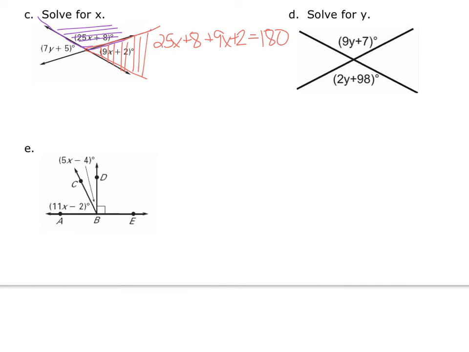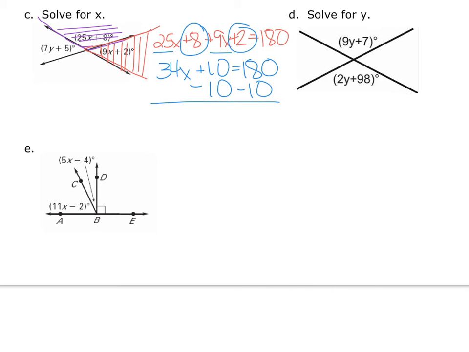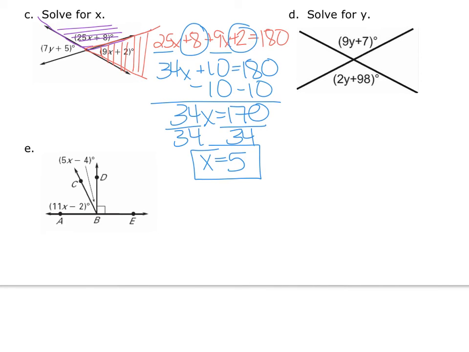So there I go again, setting up the equation, combining like terms. Divide each side by 34. So x is equal to 5. There we go.